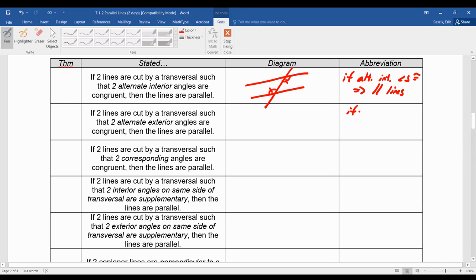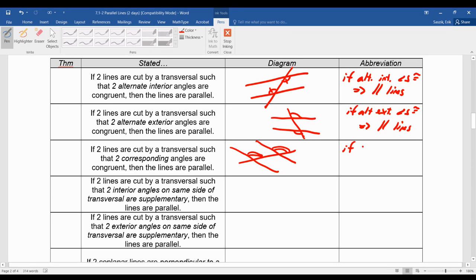Okay, same thing down here, but if alternate exterior angles congruent, then parallel lines. So, you know, this would have been something like this. If this was congruent to that, those are alternate exterior. Corresponding, that would be the same position, right? So if this was congruent to that, see, all these things give you parallel lines. If corresponding angles congruent, then parallel lines.